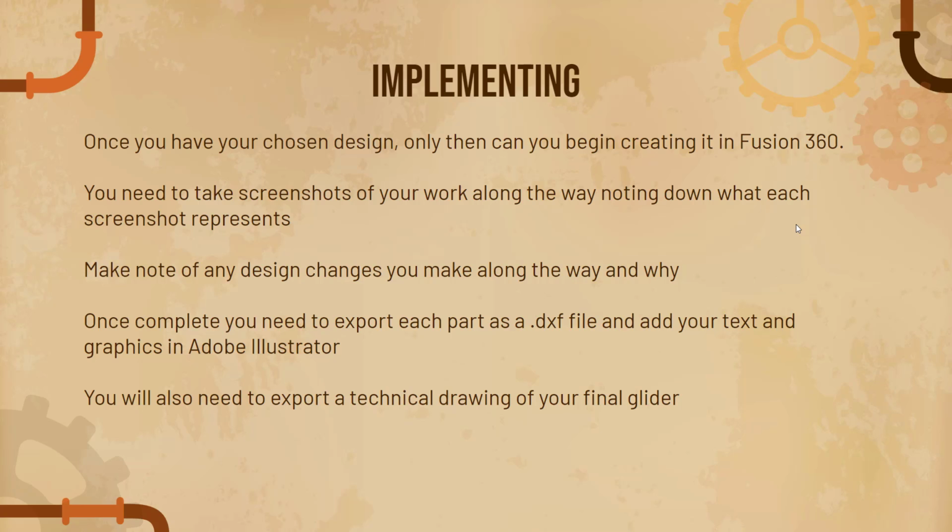If you decide to make any design changes along the way, you need to document this and tell me why you've decided to make that design change. Once you've got your final design, you need to export each part as a DXF file, and then you can add your text and graphics in Adobe Illustrator. You will also need to export a technical drawing of your final glider. I'll show you how to do this in class.